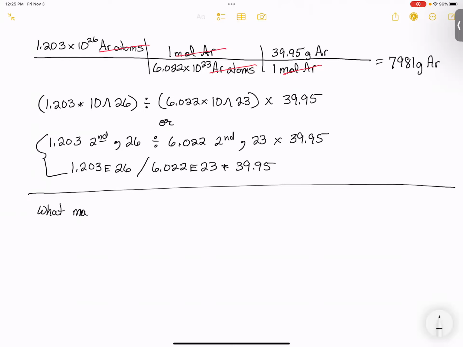What mass of oxygen is in 2.93 times 10 to the 24th aluminum oxide molecules?